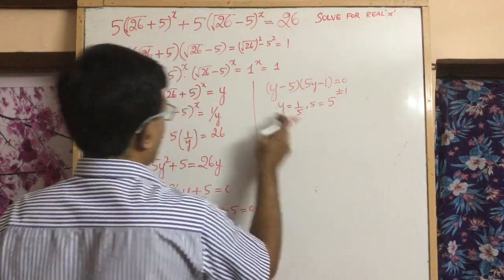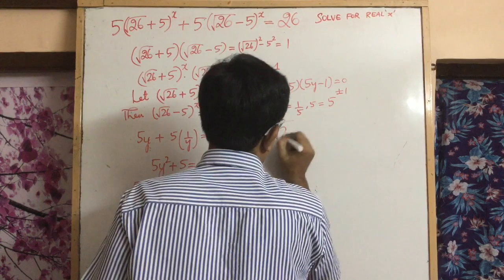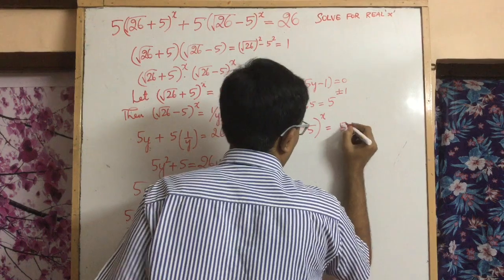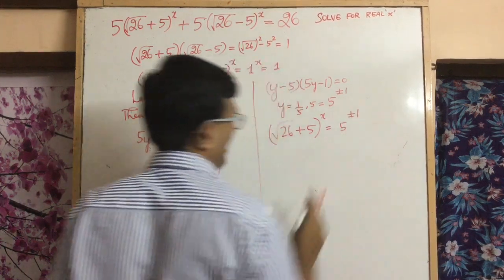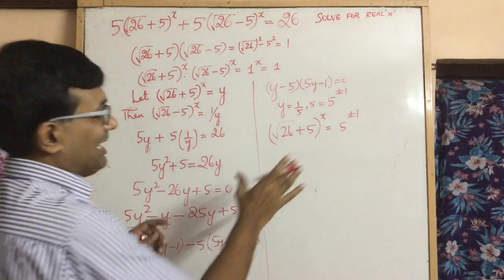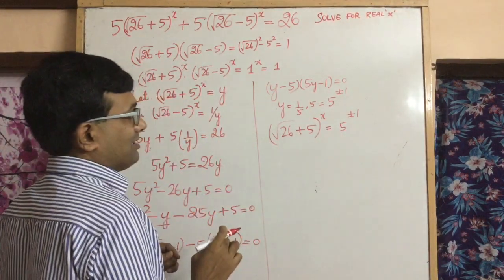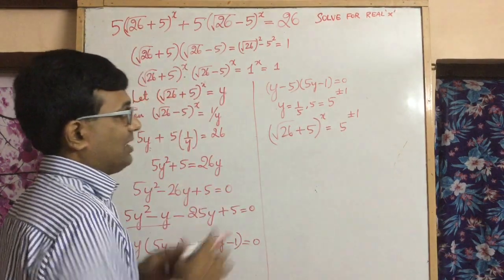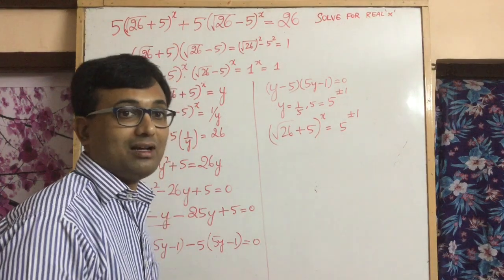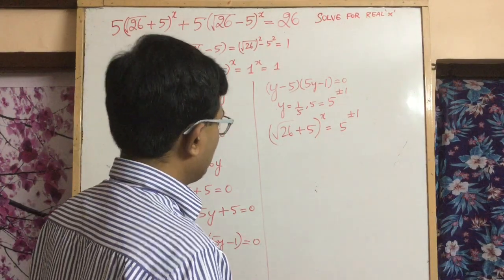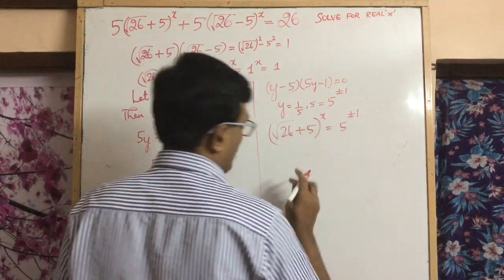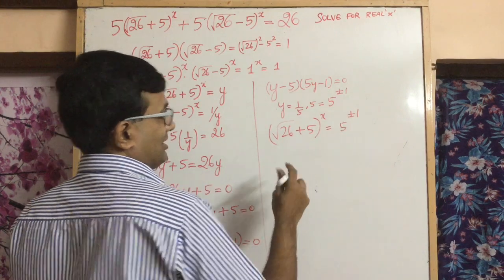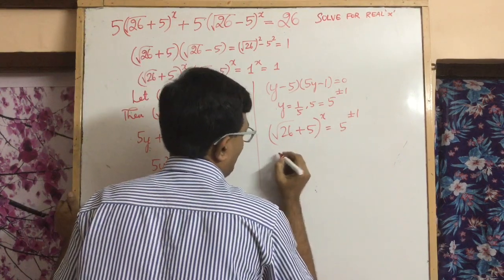Now let's go back to the definition of y, which is this. That means (square root of 26 plus 5) the whole power x is equal to 5 power plus or minus 1. Right? So now we want to find x. The bases are different, so we cannot compare. The powers are also different, obviously. So we can't compare this using the normal comparison of indices. So we'd have to take logarithm on both sides. Let's say we take logarithm to the base 5 because here the base is 5.